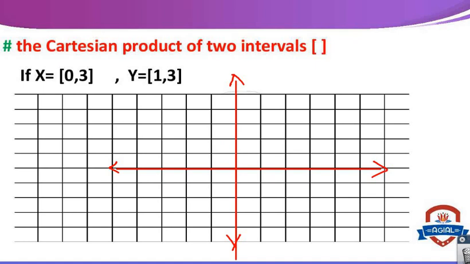The Cartesian product of two intervals. We studied the meaning of intervals. An interval is a subset of the set of real numbers R. Then the Cartesian product of two intervals is a subset of the Cartesian product R × R. How to find the Cartesian product of two intervals?